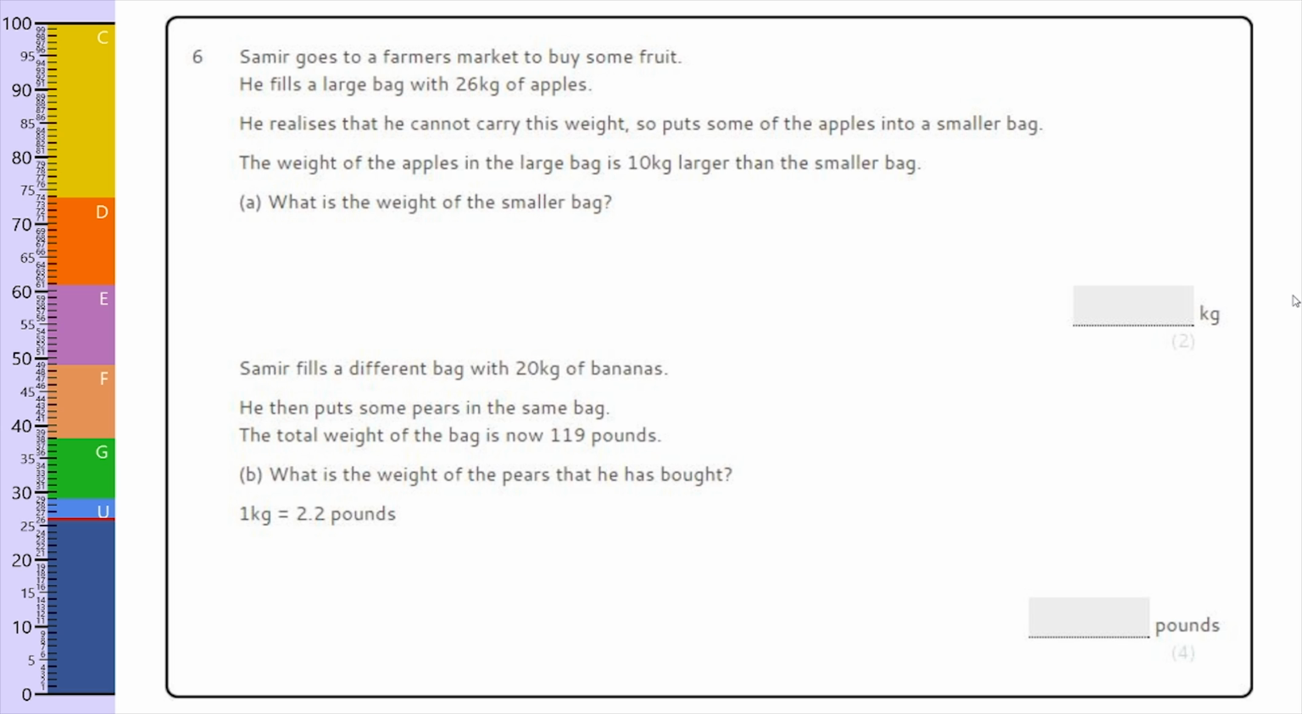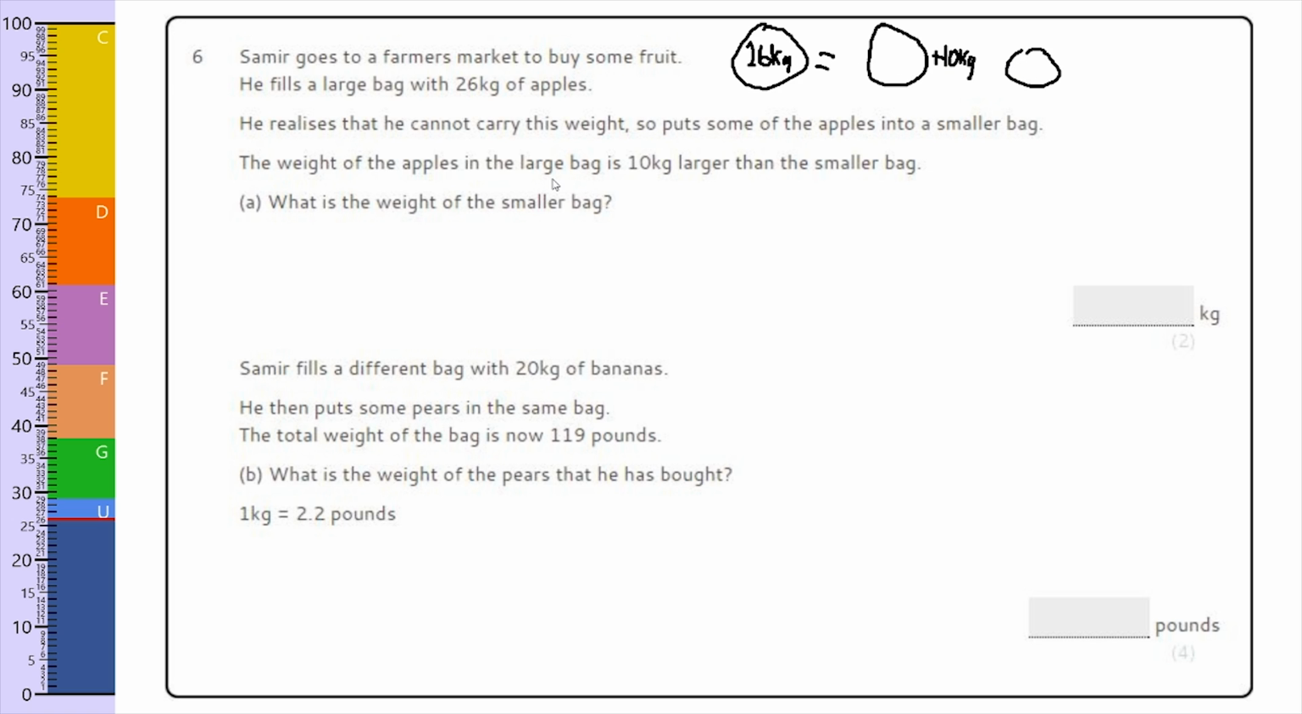Okay, so this is a question about a farmer's market. A guy fills up a bag with 26 kilograms of apples. Now, I like to do a little diagram normally for these questions just so I can visualize it a bit better. So we've got 26 kilograms, and then he puts some of them into a smaller bag, but he still has the bigger bag. Now, it says that the bigger bag is 10 kilograms larger than the smaller bag, but those two bags will add up to make 26 kilograms.